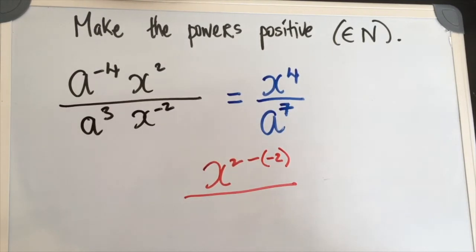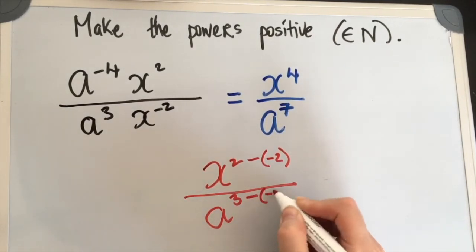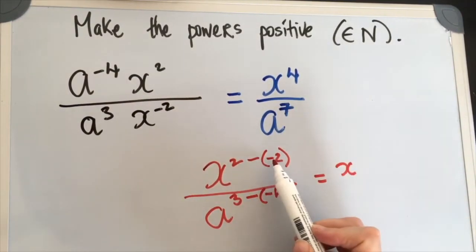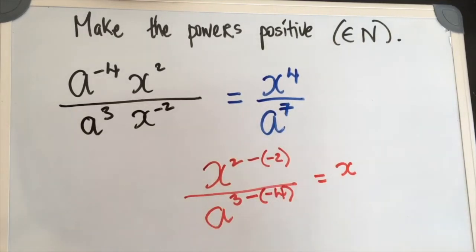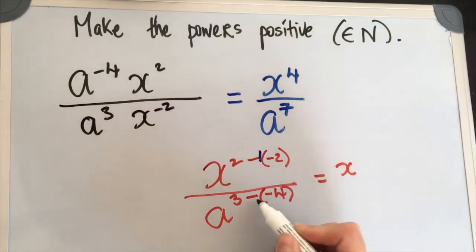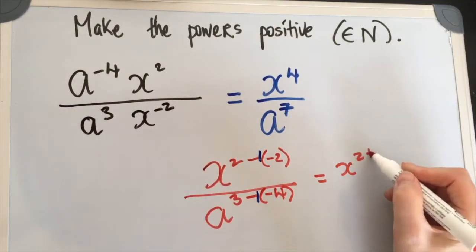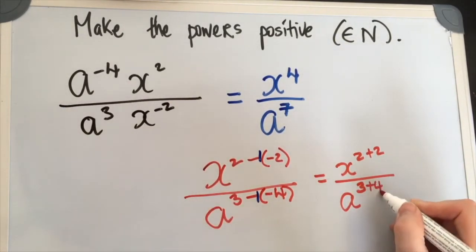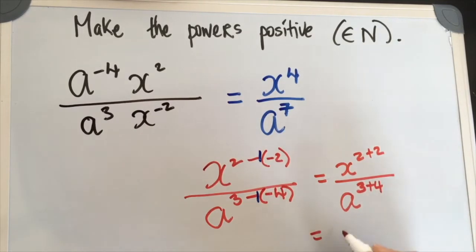On the bottom, I've got a to the power of plus 3. On the top, I've got a to the power of minus 4. I'm going to bring that down. In other words, I'm going to be dividing. So it's minus 4. That's equal to x to the power of minus is plus, because it really means minus 1 times. So it's 2 plus 2 over a to the power of 3 minus 1 times minus 4 is plus 4. And there I get my result.